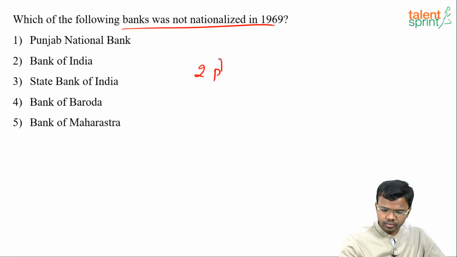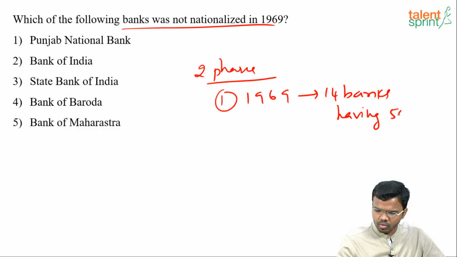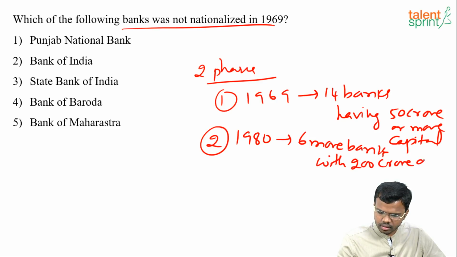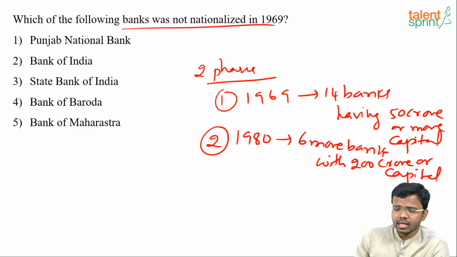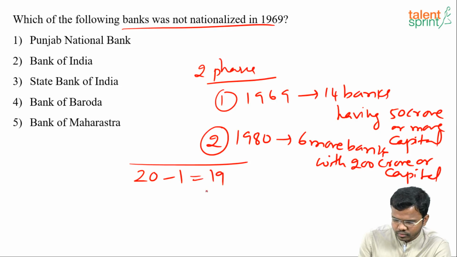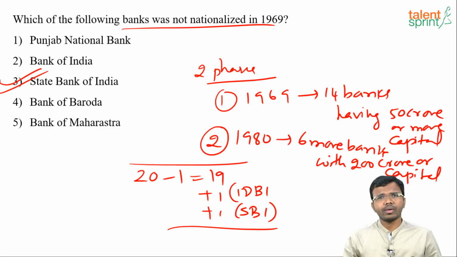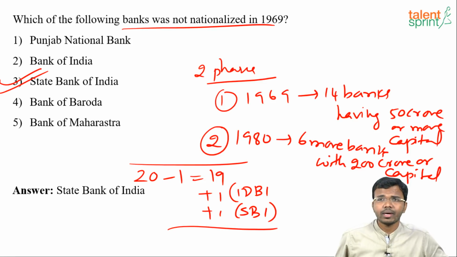We have two phases of nationalization. One was in 1969, when 14 banks having 50 crore or more capital were nationalized. And in 1980, 6 more banks were nationalized with 200 crore or more capital. But one, New Bank of India, was merged with Punjab National Bank. So totally we have 19 nationalized banks, plus IDBI and SBI. The right answer is that SBI was not nationalized either in 1969 or 1980. It was formed as a separate bank in 1955 itself, under the SBI Act 1955. So the right answer is State Bank of India.